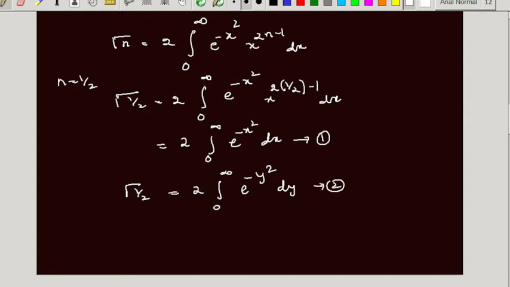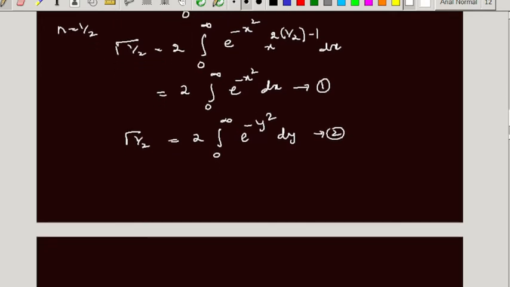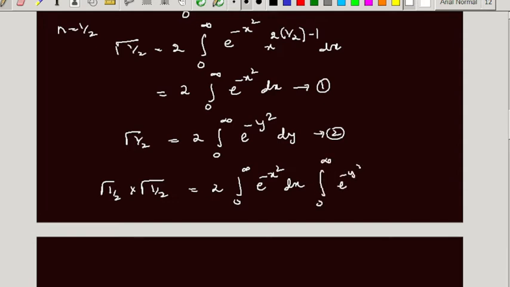Now we cannot find out the answer using this one, so we are taking the alternative form. Now we multiply gamma 1 by 2 into gamma 1 by 2. So here if we multiply, we can write it as integration 0 to infinity e power minus x square dx, integration 0 to infinity e power minus y square dy.